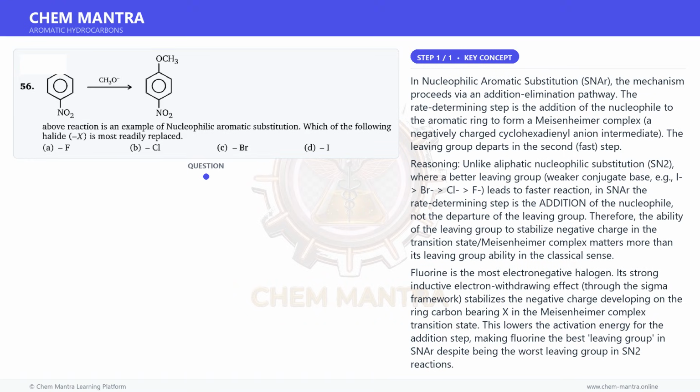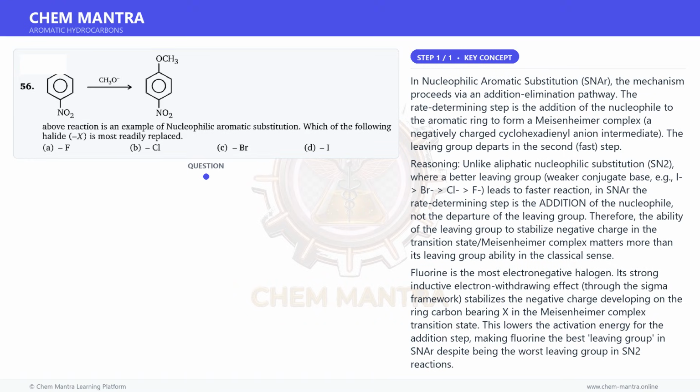Fluorine is the most electronegative halogen. Its strong inductive electron-withdrawing effect, through the sigma framework, stabilizes the negative charge developing on the ring carbon bearing X in the Meisenheimer complex transition state. This lowers the activation energy for the addition step, making fluorine the best leaving group in SNAr despite being the worst leaving group in SN2 reactions.